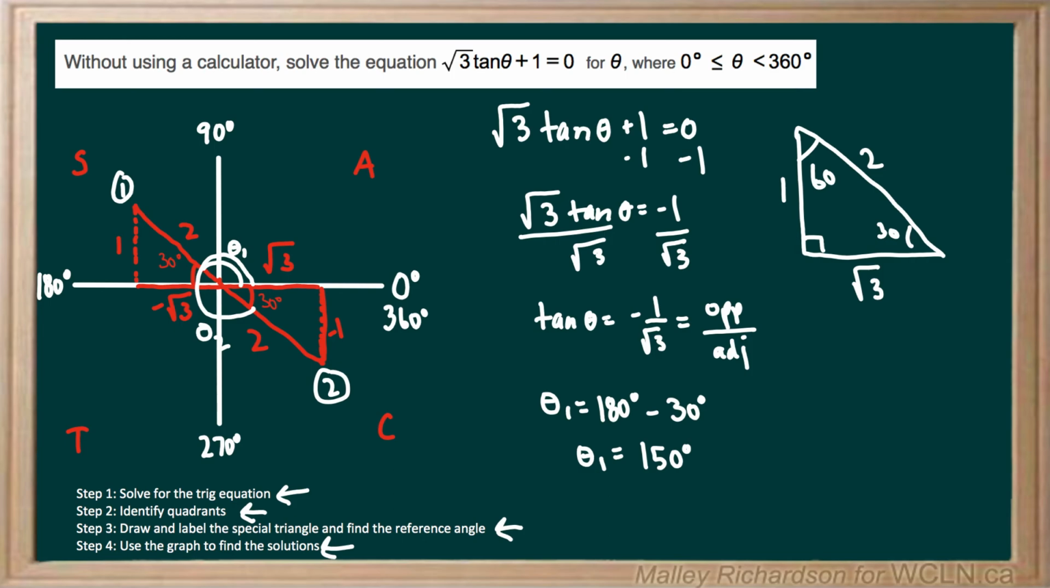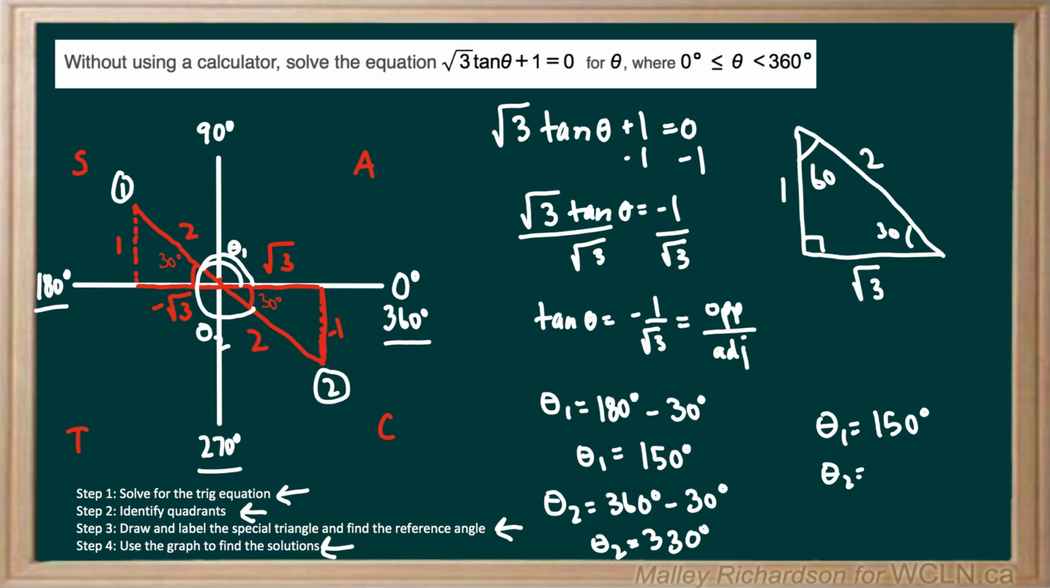But as we can see, our standard position angle for theta 2 passes 180, passes 270, but is just short of 360 degrees. So to find theta 2, we take 360 degrees from our x-axis and subtract our reference angle of 30 degrees. Now we have theta 2 equals 330 degrees. So our final answer is theta 1 equals 150 degrees and theta 2 equals 330 degrees.